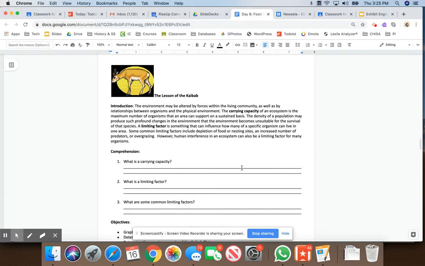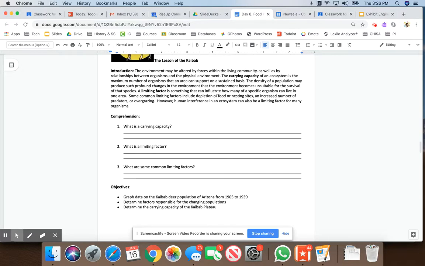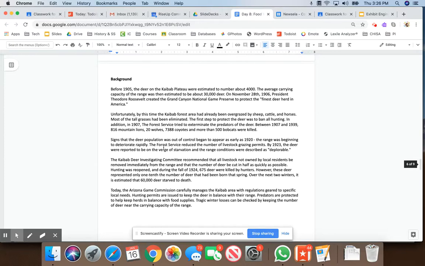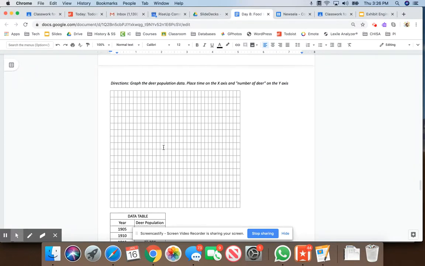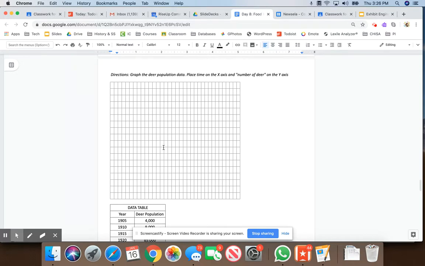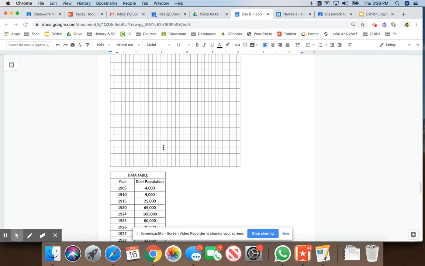Then we get to this quick article on a new organism to look at. Read the paragraph, answer the questions. There's some new vocab here. Then we're going to read a little more background about the context of what happened. And then on the next page, we're going to graph what the population of the deer did.